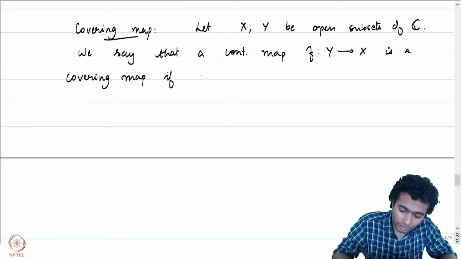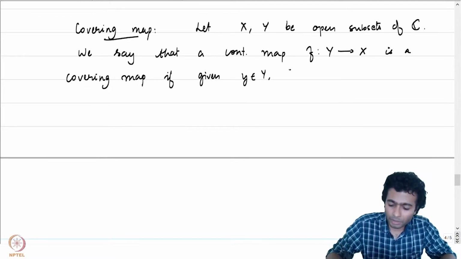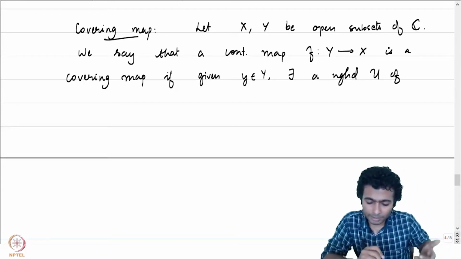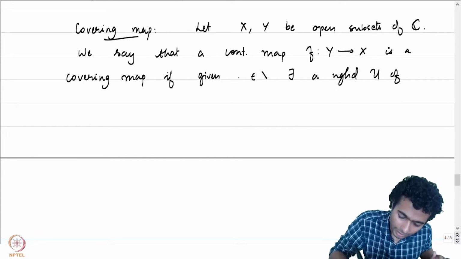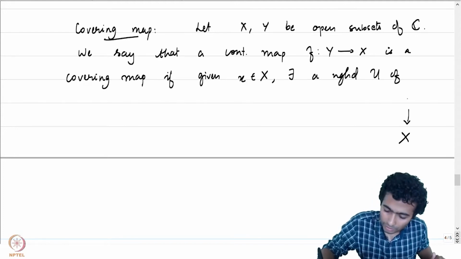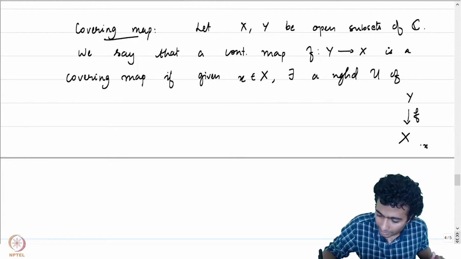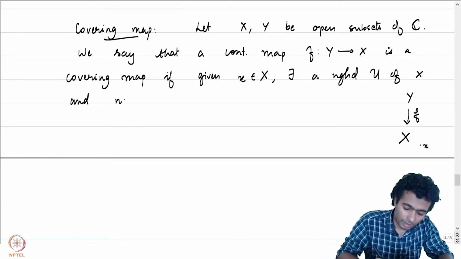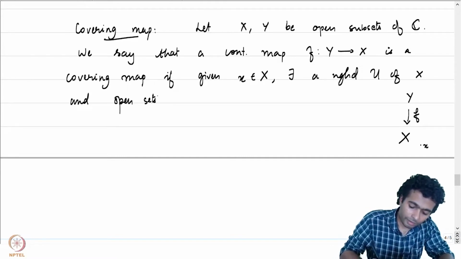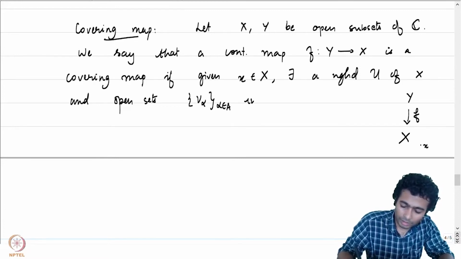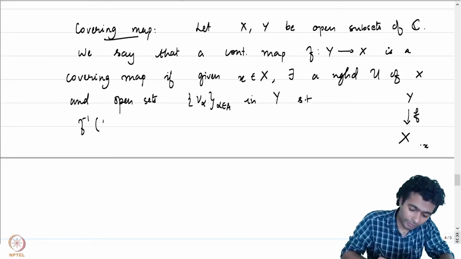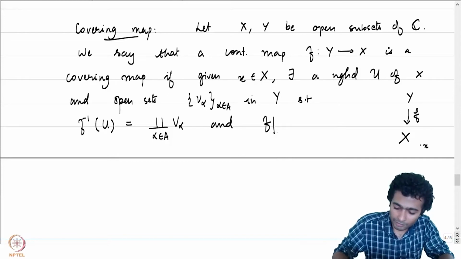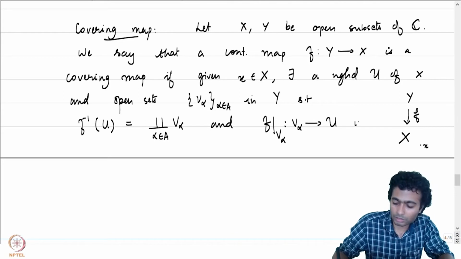The condition being that, given a point x in capital X, there is a map f from Y to X, there exists a neighborhood U of x and open sets V alpha in Y such that f inverse of U is the disjoint union of the V alpha, and the map f restricted to V alpha, from V alpha to U, is a homeomorphism.